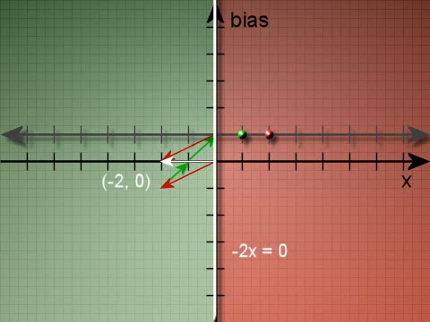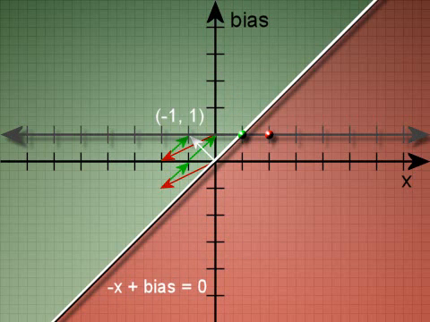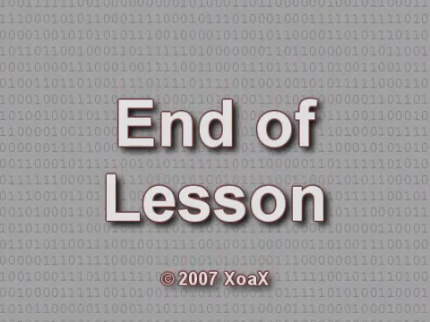In the third iteration, both points are misclassified. In the fourth iteration, the first point is misclassified. After this adjustment, the points are correctly classified and no more corrections are performed. This concludes the lesson.